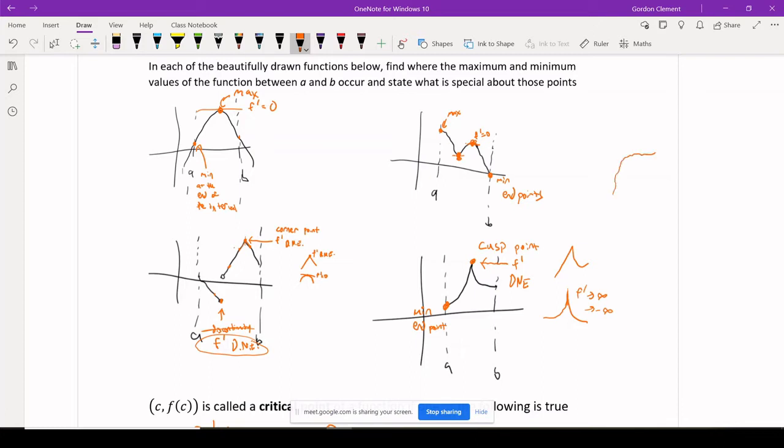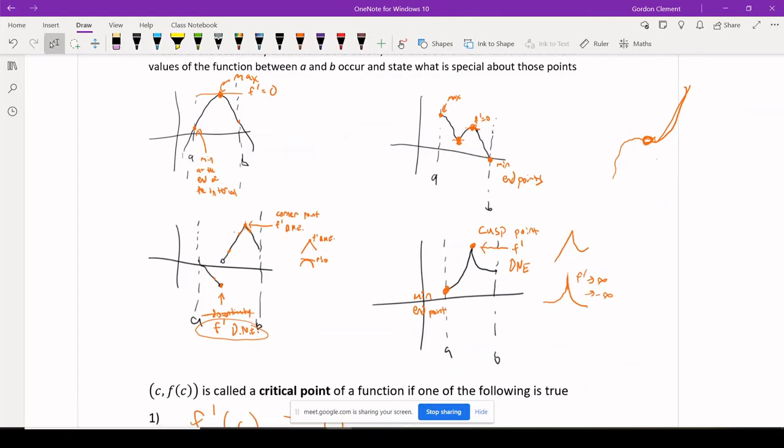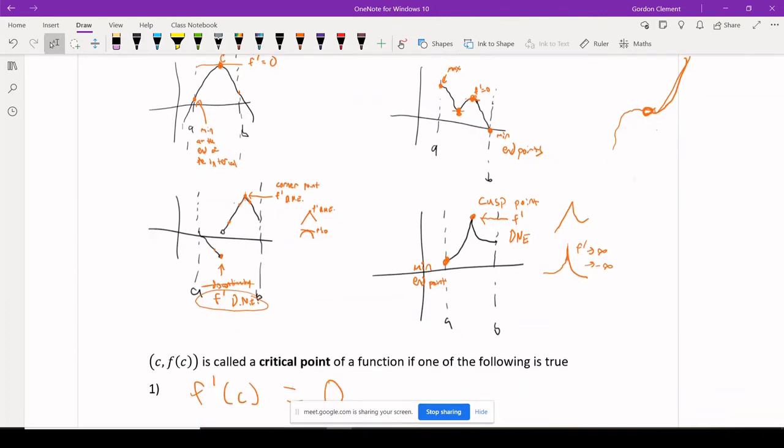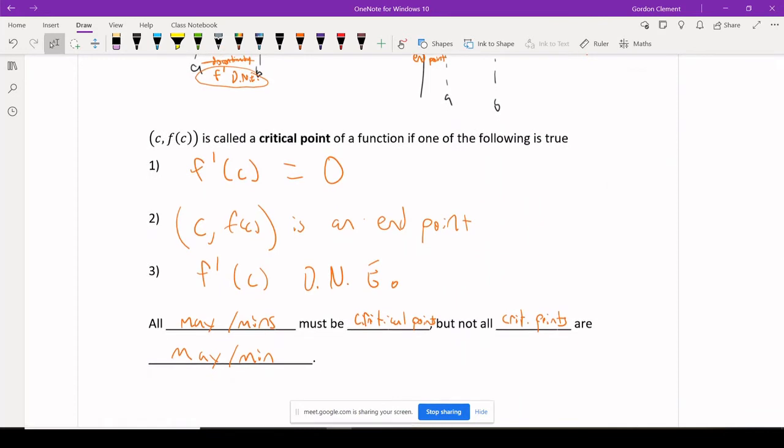If you have something like a cubic shape where it flattens out in the middle and you get this derivative of 0 in the middle, that's still a critical point, but it's not necessarily a max or a min. The derivative is still 0 there, but it's not a max or min. But if you are a max or min, then you definitely are one of these three things. You definitely are a critical point.